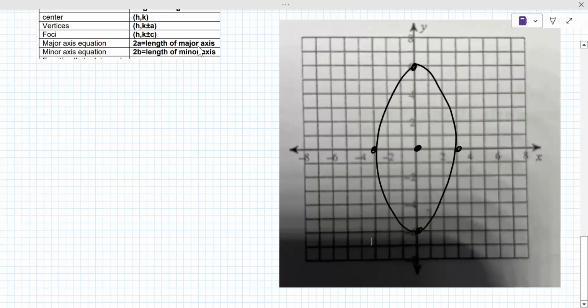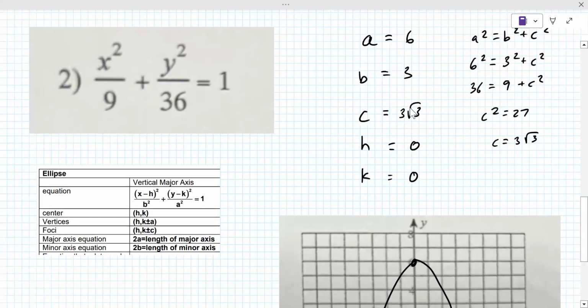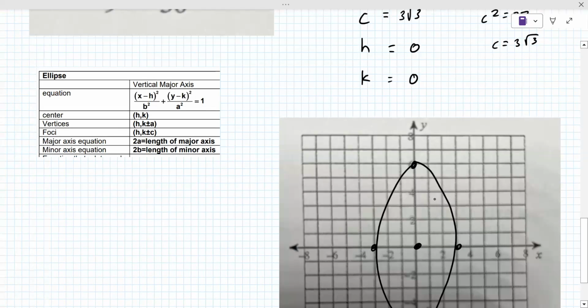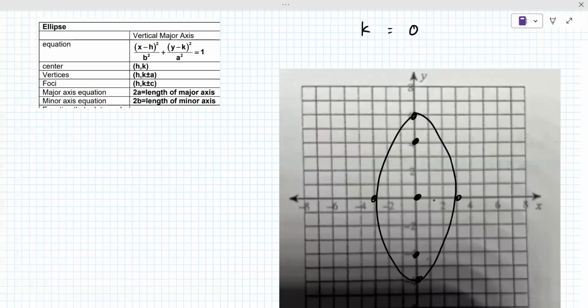The foci come from adding C and subtracting C from the center. So 3 square root of 3, where is that? Square root of 3 is between 1 and 2. So 3 times 1.5 is about 4.5 roughly. In the ballpark, right? Like, you don't want to have it crazy wrong, but you can't just stick it anywhere. You got to kind of have a focus on that.